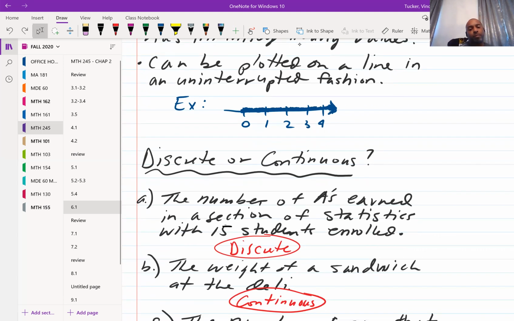Looking at B, the weight of a sandwich at the deli, that will be considered continuous. Whenever you're dealing with weights or scales or measurement, a lot of times that's going to be continuous, because you can always have a more accurate scale that will still represent the correct weight of that sandwich. It can be 5 grams, 5.1 grams, 5.13 grams, 5.137 grams. You can always go to the next digit and still be correct with your answer.